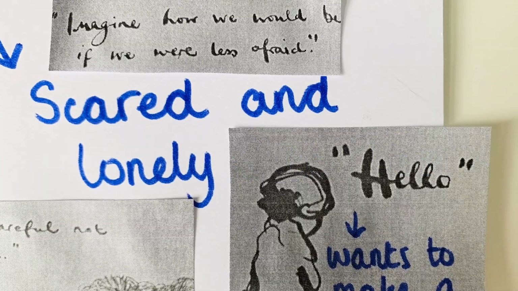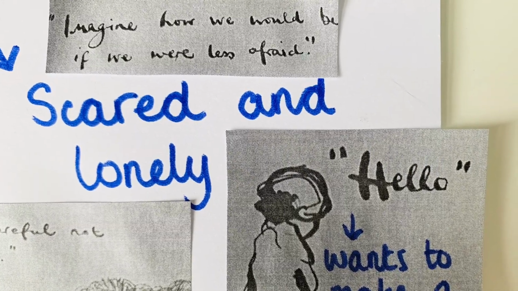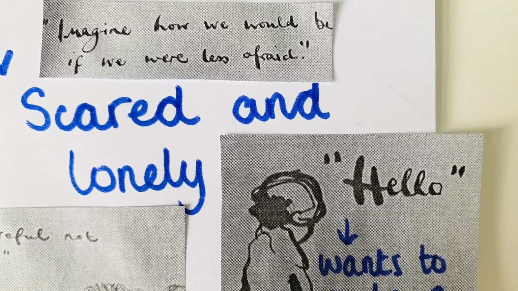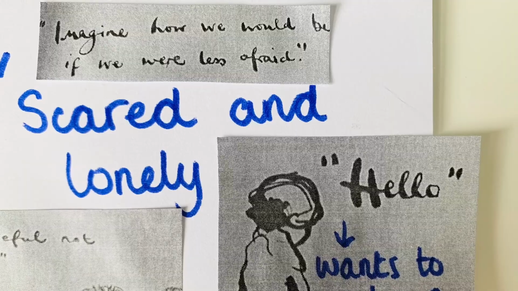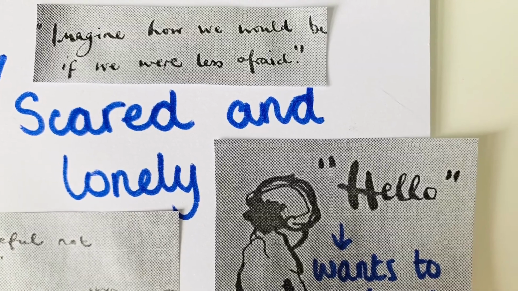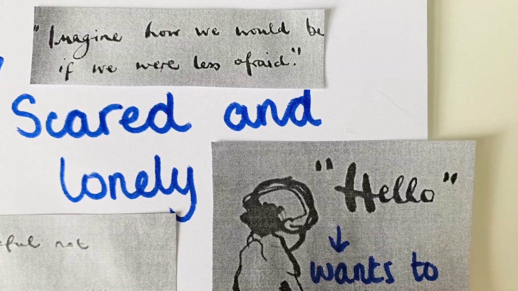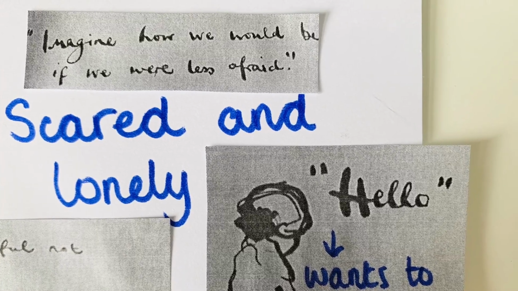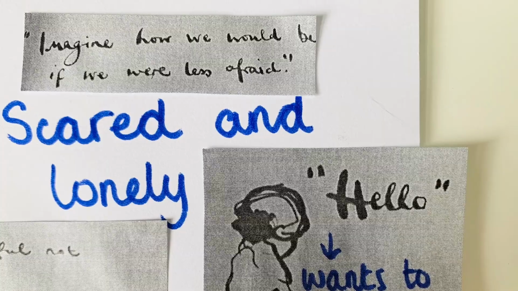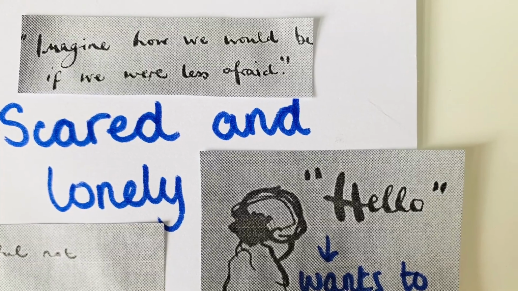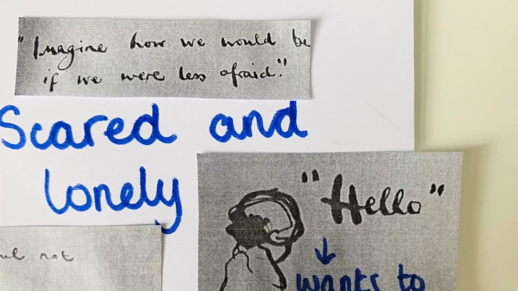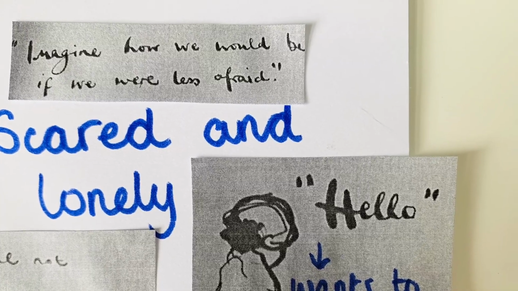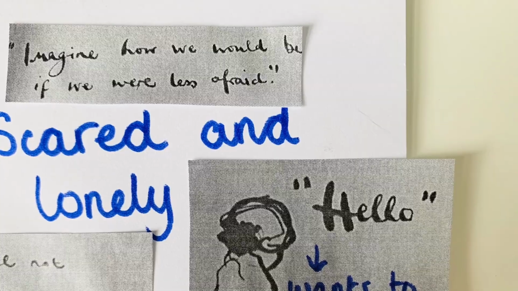Moving on to being scared and lonely, and I think the main part of the story right at the beginning is the picture of the boy and the mole where he just says hello, and that makes me think that he just wants to make a new friend and that he is lonely. Now the other quote that I've put says, "Imagine how we would feel, how we would be if we were less afraid." So that's a quote from the boy, which again suggests to me that he's quite scared of things, and he's seeking reassurance from these animals because he's on his own.